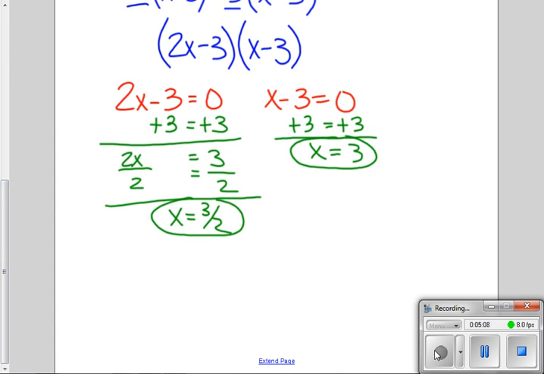I have solved both problems, and again what we have found here is our x-intercepts, where the parabola, that U-shaped graph, would cross your x-axis, and that would be 3/2 and 3.